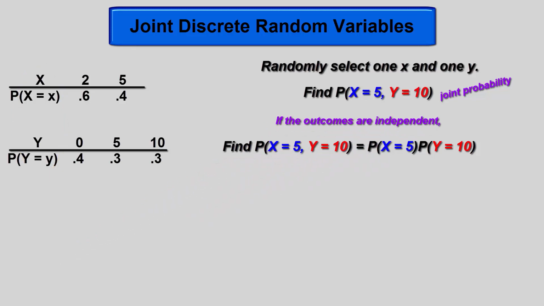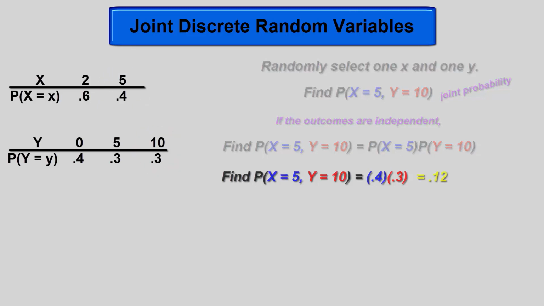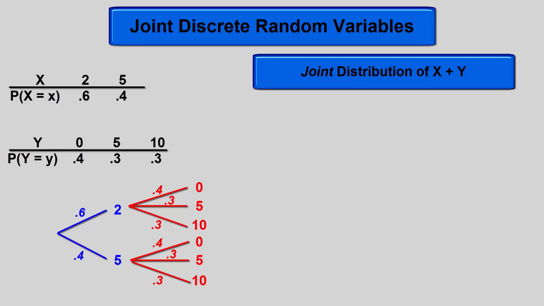As long as we determine outcomes from two random variables are independent, then the joint probabilities can be found by multiplying individual probabilities together. In our case, the outcomes of x and y are independent of each other, therefore this joint probability is 0.4 times 0.3. 0.12 is the answer. The joint distribution of x plus y can be found via a tree diagram.